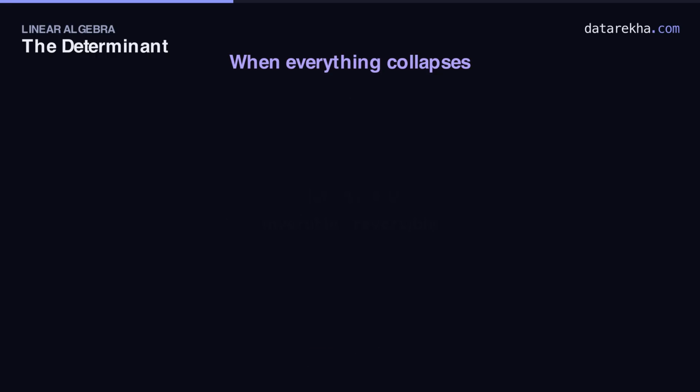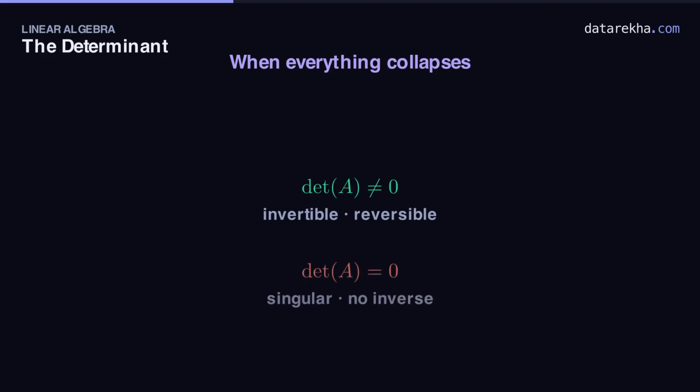So this one number carries a lot. Non-zero, and the matrix is invertible. Space is merely reshaped and can be undone. 0, and the matrix is singular. Its columns are dependent, and there is no way back.